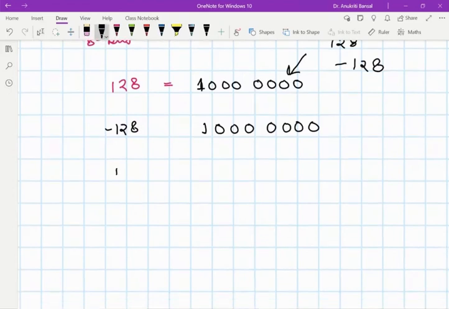So one negative, just hold on. I am writing it like this. This is my question mark. It is either 128 or it is minus 128. Okay?